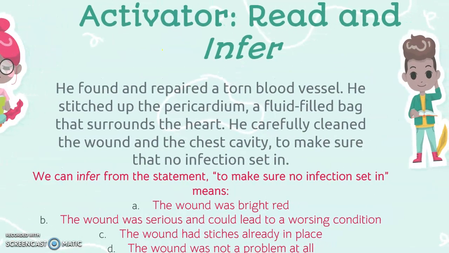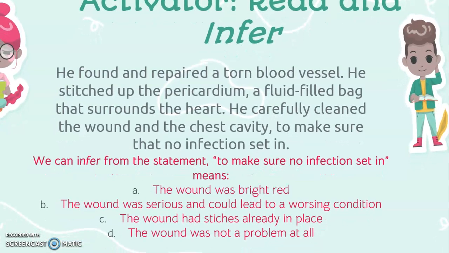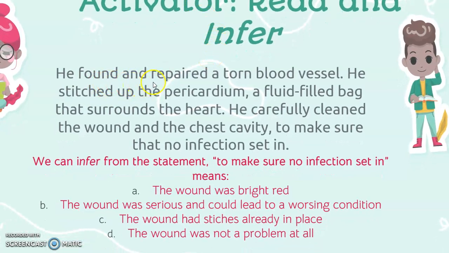So for this slide, we want you to read and infer. It says he found and repaired a torn blood vessel. He stitched up the pericardium, a fluid-filled bag that surrounds the heart. He carefully cleaned the wound in the chest cavity to make sure that no infection set in. We can infer from the statement "to make sure no infection set in" means A, that the wound was bright red, B, the wound was serious and could lead to a worsening condition, C, the wound had stitches already in place, or D, the wound was not a problem at all. So go ahead and pause the video and reread that and see if you can answer.